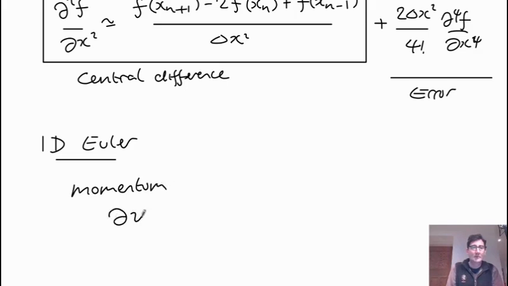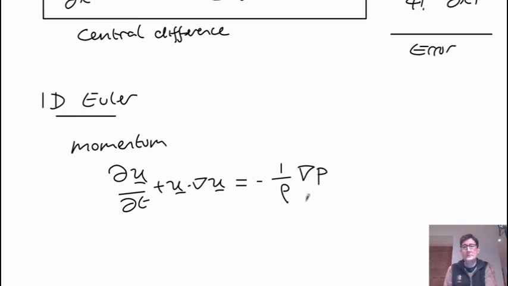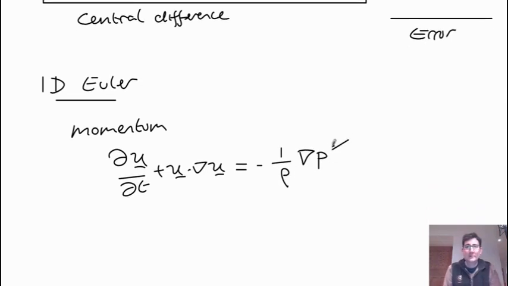So du by dt plus the inertia term. So this is the total convective derivative term. And we have a mass density, and then we have a pressure gradient. So P is pressure. So as a reminder, this is pressure. And this is mass density.